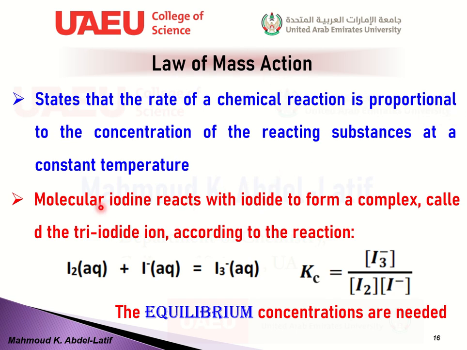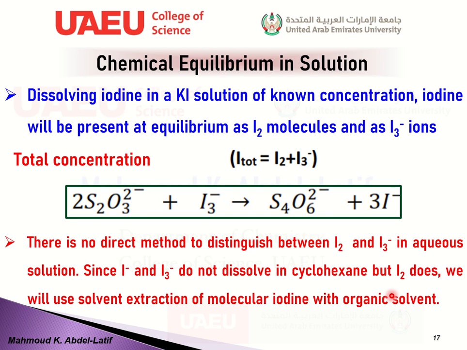Molecular iodine reacts with iodide to form a complex, which we call the tri-iodide ion, according to the following reaction. In order to determine the constant, you need the concentration of tri-iodide, the concentration of molecular iodine, and the concentration of potassium iodide. All these concentrations should be at the equilibrium state. Dissolving iodine in potassium iodide gives you a complex called tri-iodide.